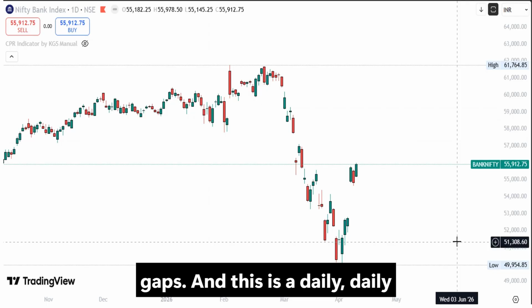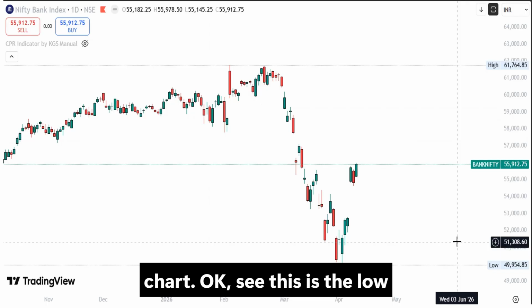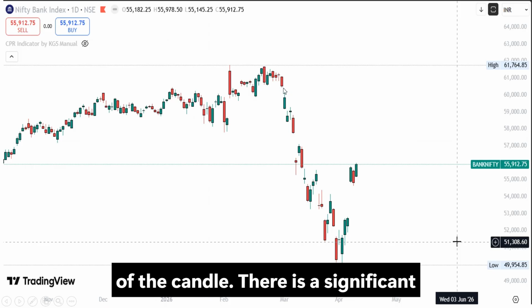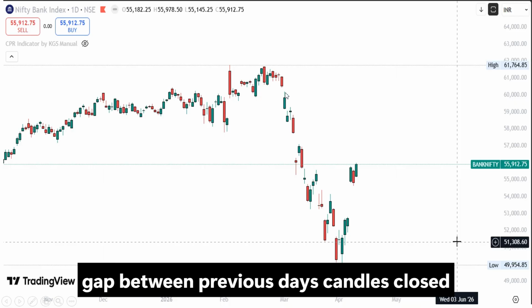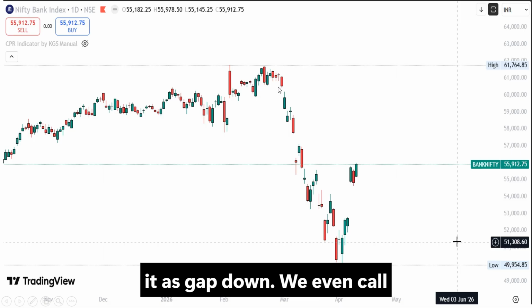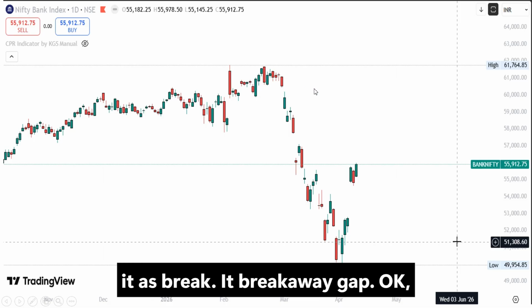This is a daily chart. Okay. See, this is the low of the candle. This is the high of the candle. There is a significant gap between previous day's candle close and today's candle high. So we call it a gap down. We even call it a breakaway gap.